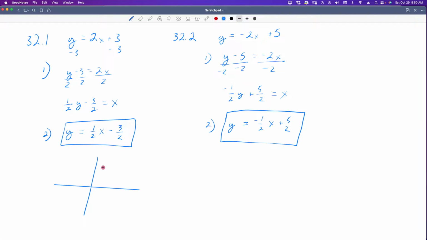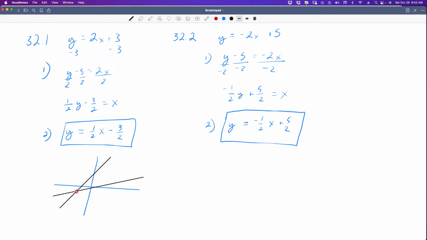y, we use a different color here. This was the original, black's the original. So we had y equals 2x plus 3. This is approximately, I'm not going to be exact, this is approximately y equals 2x plus 3. This is approximately y equals 1/2 x minus 3 over 2.